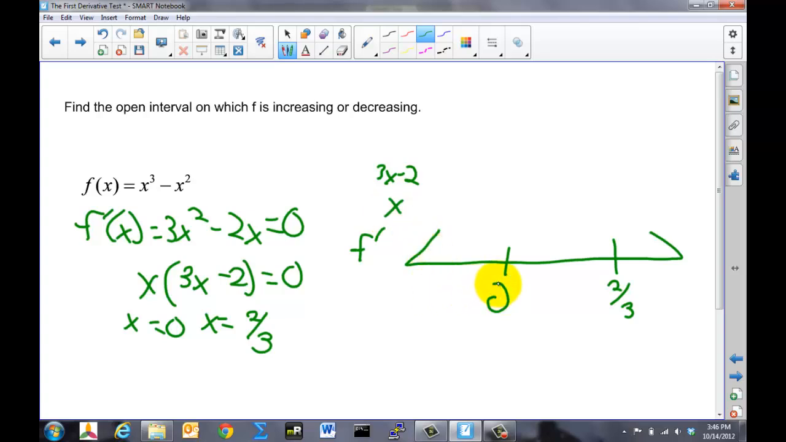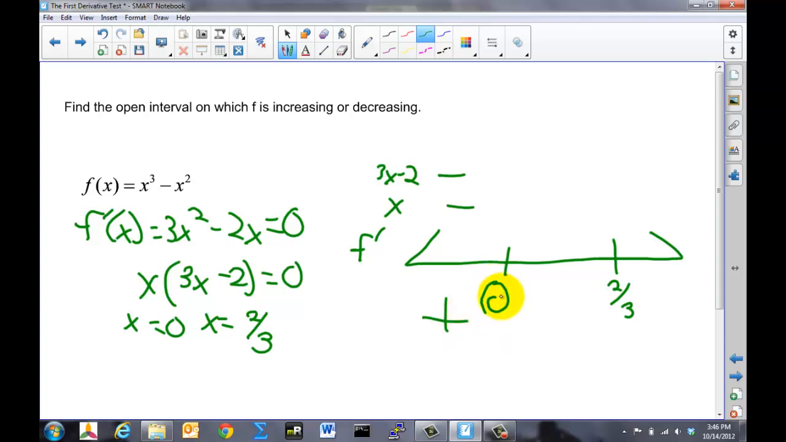So now we simply pick a point in this region out here. What's a number less than 0? A negative number. So this will make that a -1. If we put -1 in up here, we get -3 minus 2, which again is negative, and negative times negative makes this a positive number.